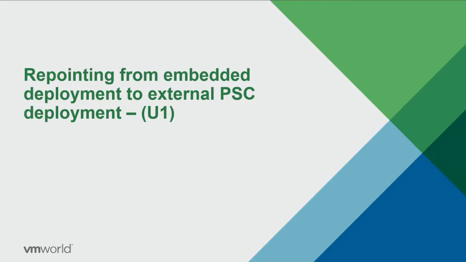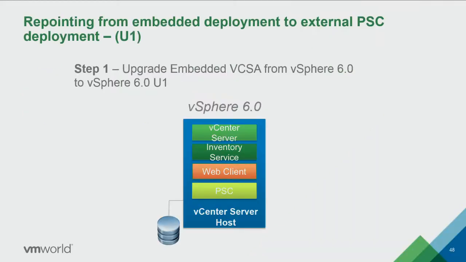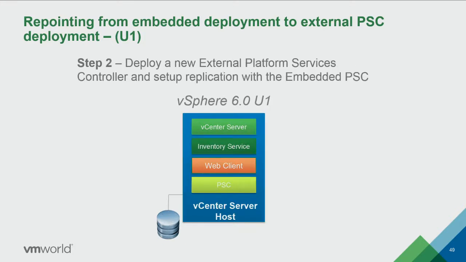Okay, U1. So in U1, we have this repointing tool. A lot of people ask us how we go from embedded configurations to external, and this would be the way you would go about doing that. So if you have an embedded 6.0 machine, you go ahead and upgrade it to U1. Once you're upgraded to U1, you're going to deploy a new external PSC, or if you have an existing one, you could skip this step.